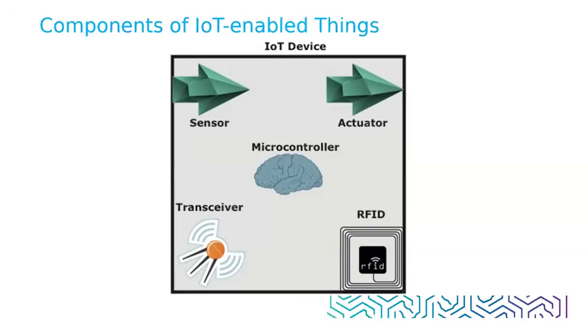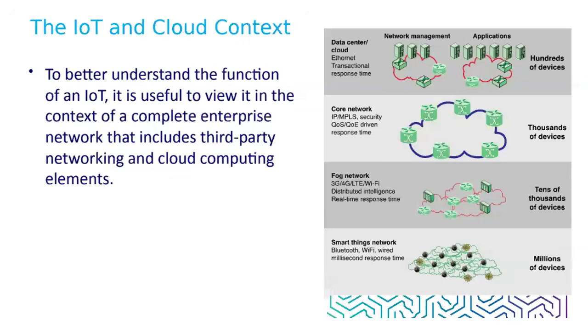And now we have the concept of IoT in the context of cloud technology. Let us understand how these IoT devices fit into a complete enterprise environment. Because an IoT device does not usually operate independently. Instead, it is part of a larger ecosystem that includes enterprise networks, third-party networks, cloud computing services, data centers, core networks, fog networks, smart thing networks like this. So an IoT device is only one part of a much larger system.